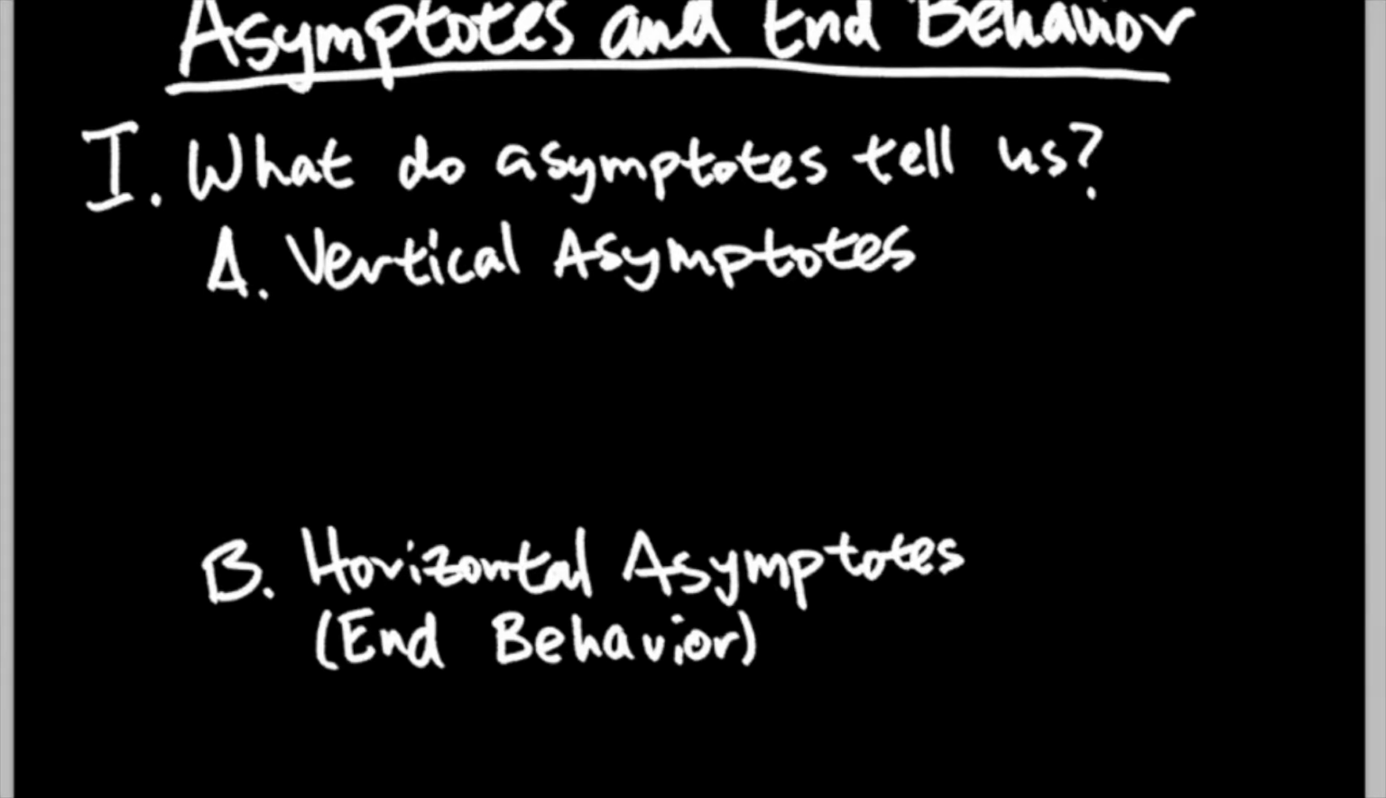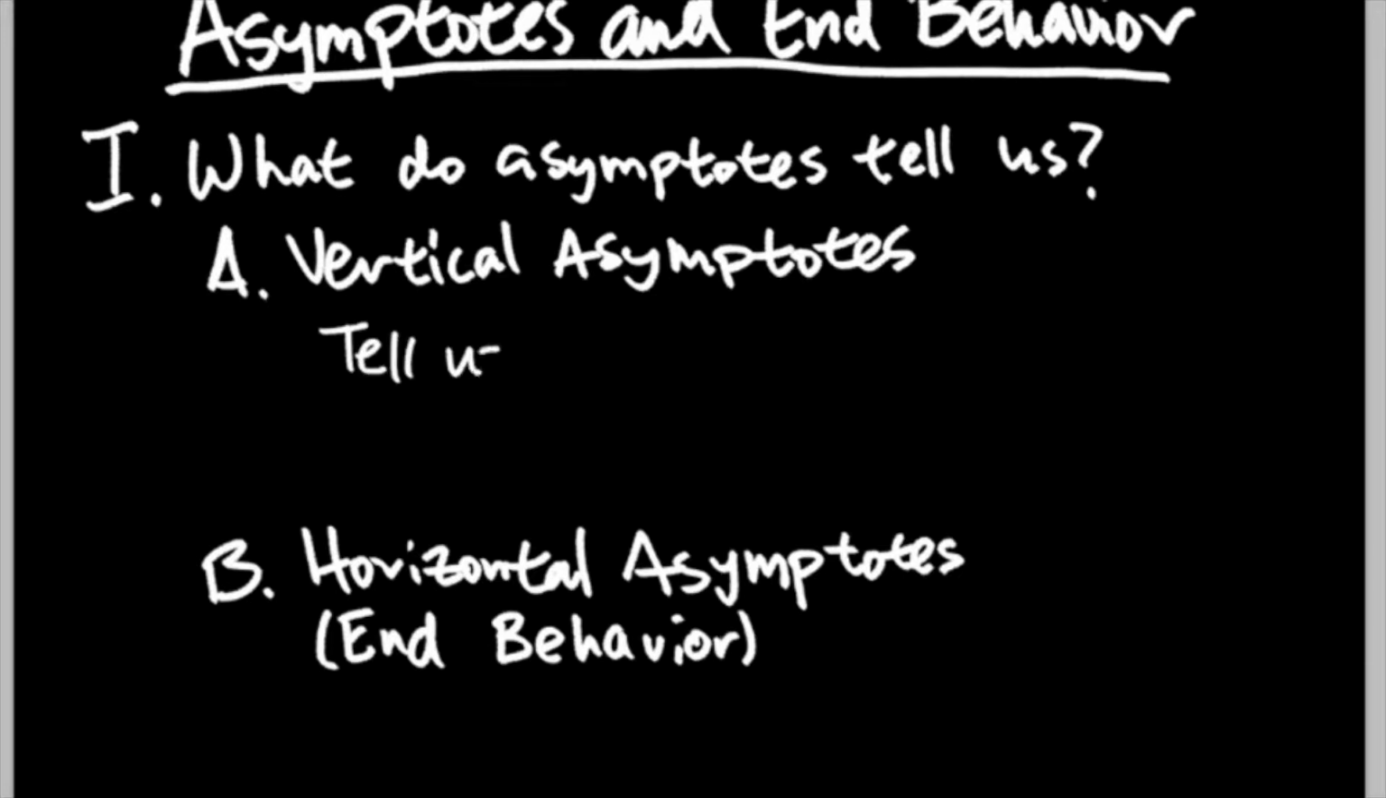Alright, so asymptotes and end behavior. Interesting topic. So let's just start off with what asymptotes tell us. We've got vertical and horizontal that we're going to talk about. There's slant also, but don't worry about that for now. So let's begin with vertical asymptotes. What are they? What do they tell us?